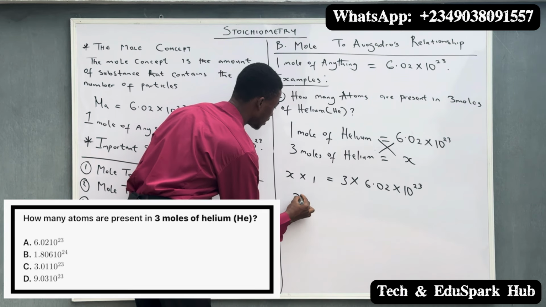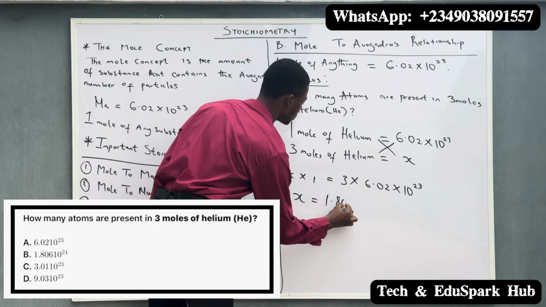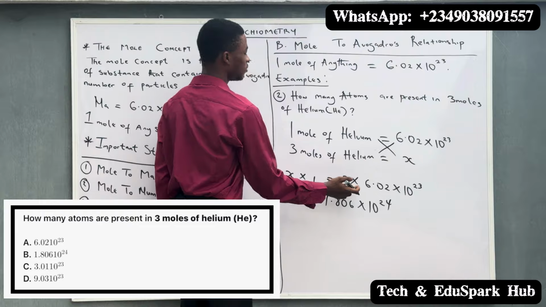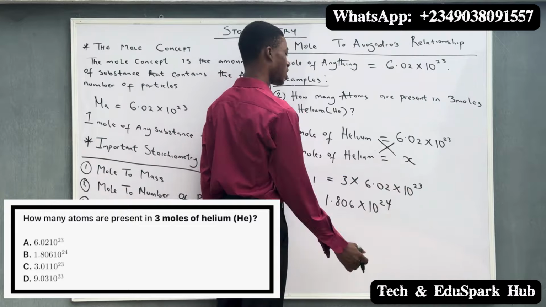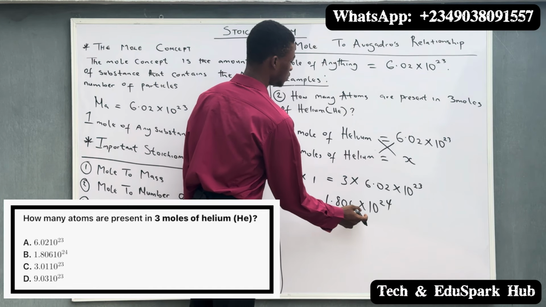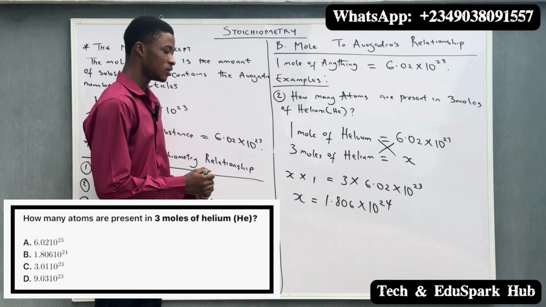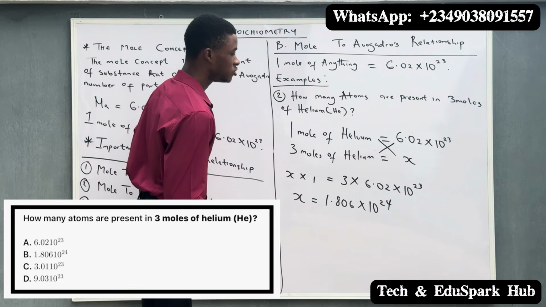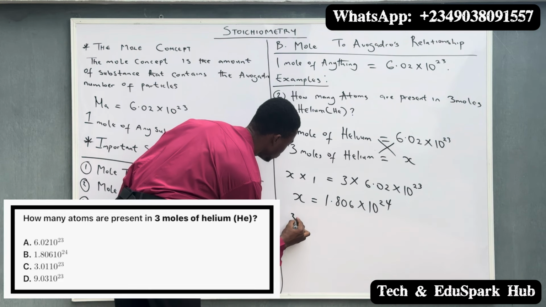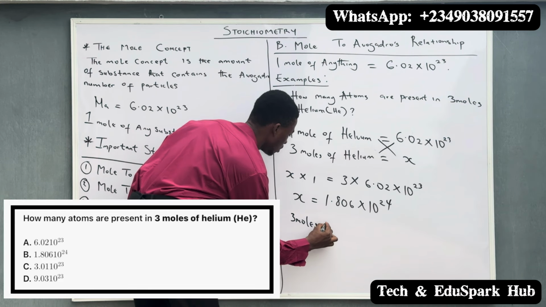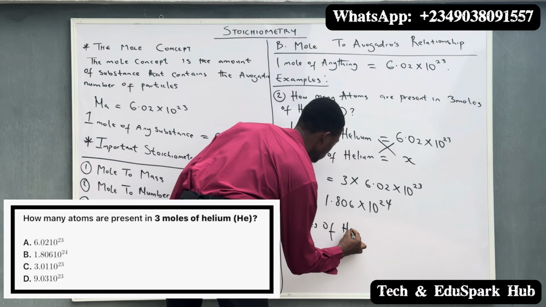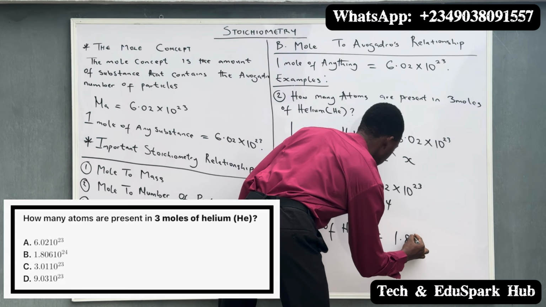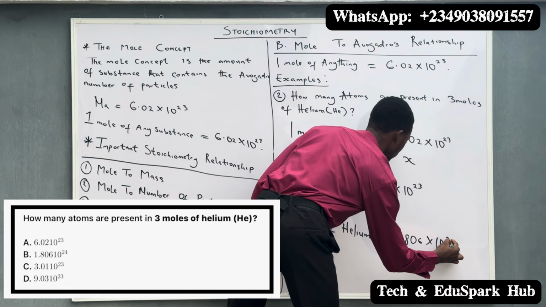So we can now have our x to be equal to 1.806 times 10 raised to the power 24. So if you multiply 3 by 6.02 times 10 raised to the power 23, you are going to get 1.806 times 10 raised to the power 24. So this is our final answer to a question of this type. And when you are doing a theory, you can just write that 3 moles of helium is equal to what? 1.806 times 10 raised to the power 24.